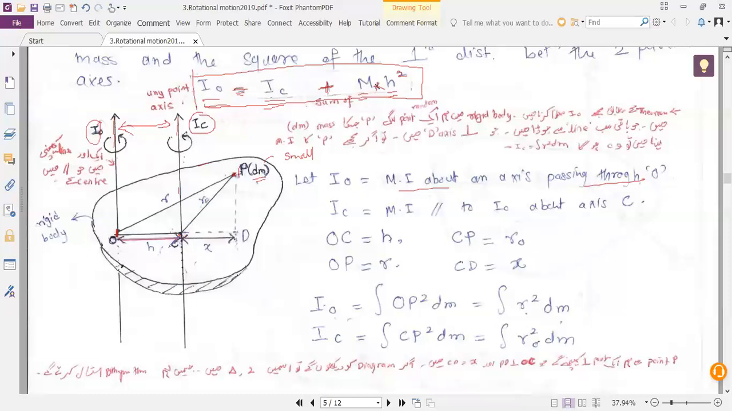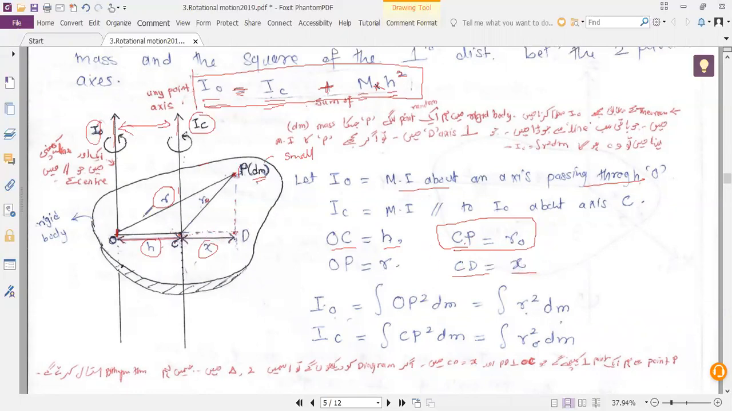Now from point O to C the distance is represented by the symbol h, so the value of OC is h. Now from O to P the distance is represented by small r. Similarly, from point C to P, the distance is represented by r0. Now we are doing a construction. From point P we take one straight line, and from C we take one horizontal line, and they meet at point D. From C to D, the distance is represented by x.